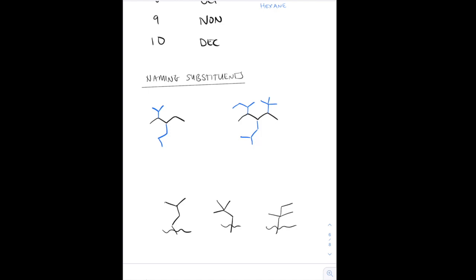Okay, and so what I've done here is I have labeled, at least up here, a black carbon chain and then the blue substituents coming off of it. Let me put an R group here because that would be more appropriate, because we don't know what's going on in the rest of that molecule. All we know is that we have these blue substituents coming off.